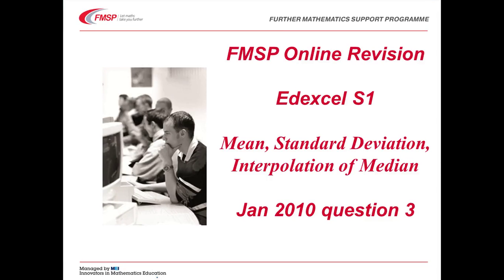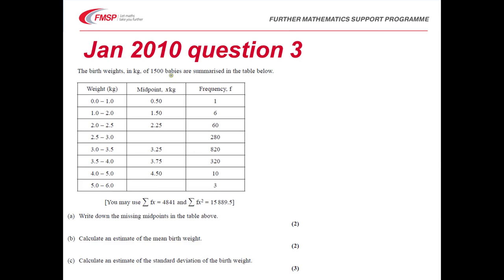So in this video we're looking at Edexcel S1 January 2010 question 3. This question is going to look at mean, standard deviation and interpolation of median from a group table. Reading the question, we've got 1500 babies and the weights are summarised in the table below. We're asked to work out the missing midpoints, to estimate the mean, and to estimate the standard deviation of the birth weights.